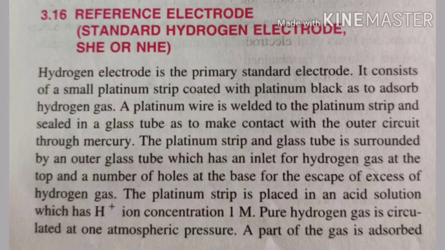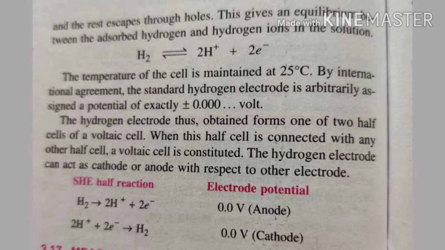The platinum strip is placed in an acid solution which has an H plus ion concentration of 1 M, that is, a 1 molar solution of acid. Pure hydrogen gas is circulated at 1 atmosphere pressure. A part of the gas is adsorbed at the strip and the rest escapes through the holes.